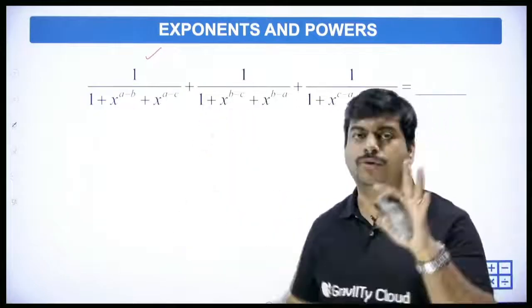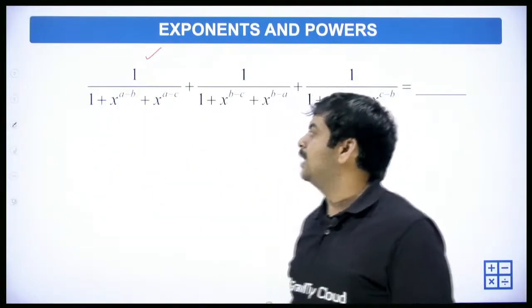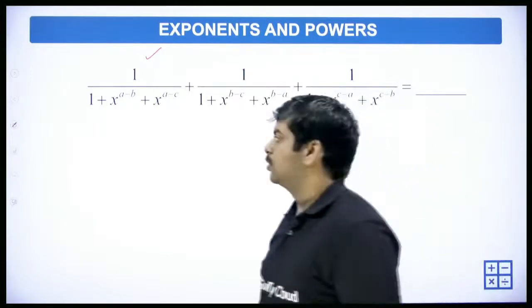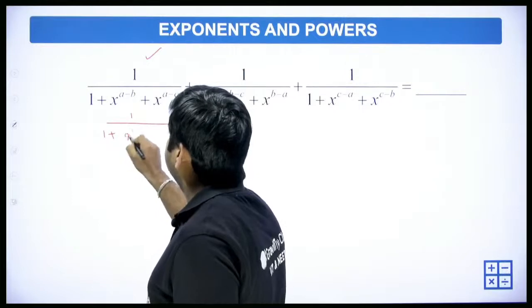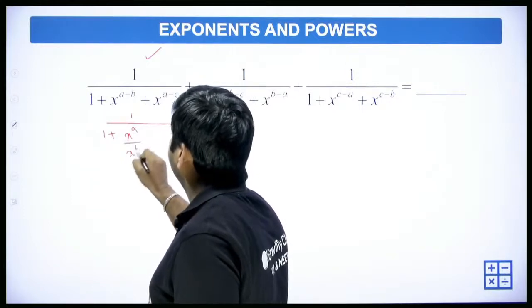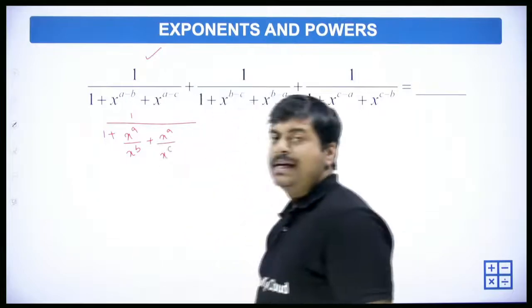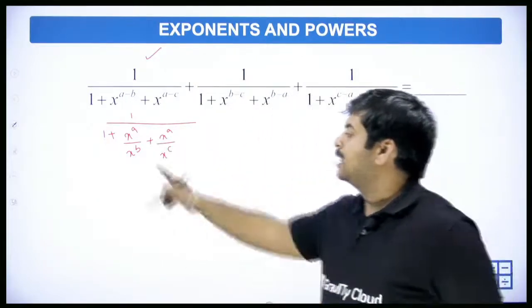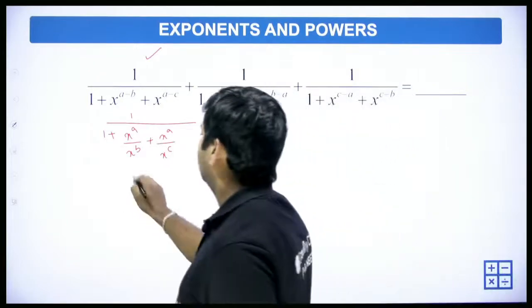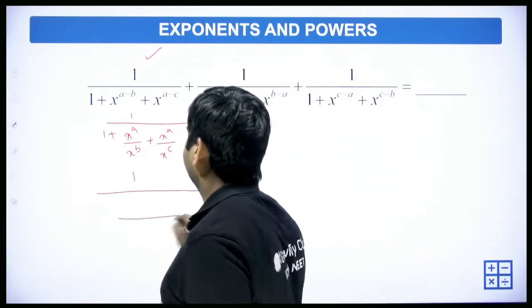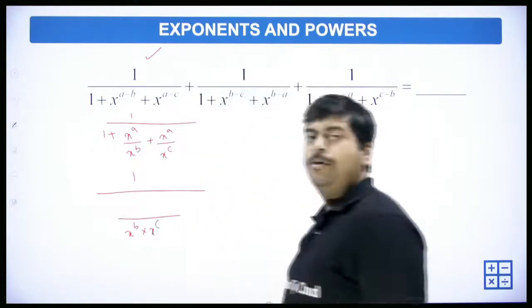The very first one we're going to do. So we have 1, here it is a minus b, here it is a minus c. Let me do that, okay? So 1/(1 plus x power a by x power b plus x power a by x power c). So what is the LCM in the denominator? x power b and x power c, x power b into x power c, 1 by, okay, it is x power b into x power c.